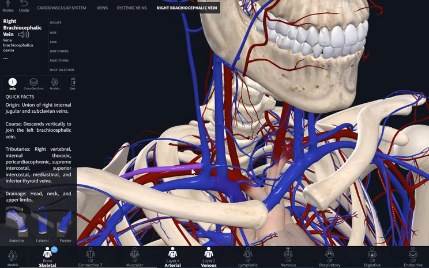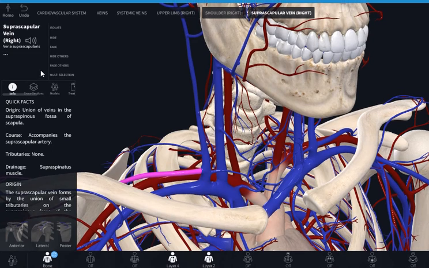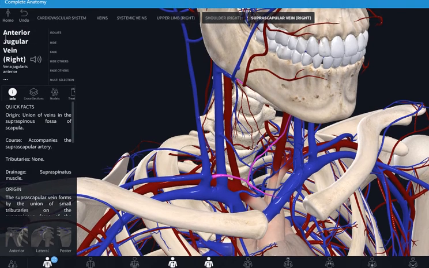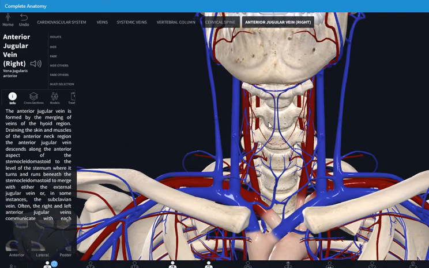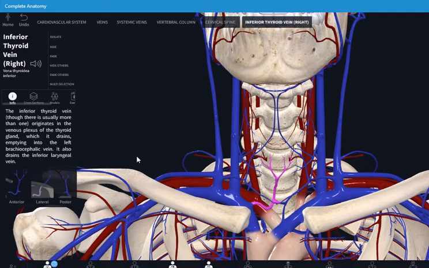Now the external jugular vein first is going to have different components. At this portion it is going to bind with the suprascapular vein, and at this portion it is also going to bind with another vein called the anterior jugular vein. The anterior jugular vein is found at this location here. So we have the external jugular vein, the internal jugular vein, and the anterior jugular vein here. We also have this vein here called the inferior thyroid vein.